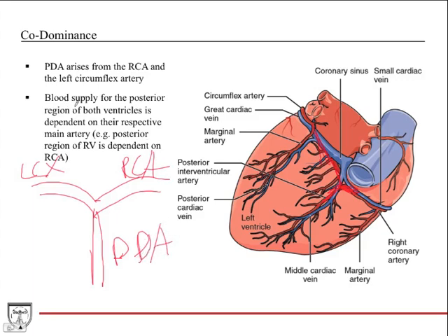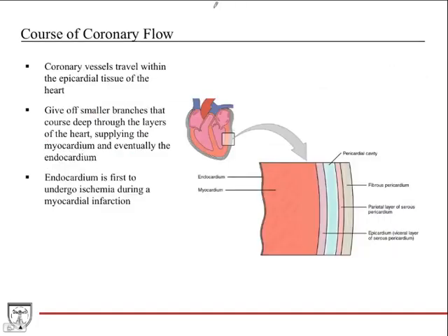And so for these people, the blood supply for the posterior region of both ventricles is dependent on their respective main arteries. So the posterior region of the right ventricle is dependent on the right coronary artery, and then the posterior region of the left ventricle is provided by the left coronary artery. So the course of coronary flow, this is just a good anatomical fact to understand, and actually helps you understand some pathophysiological concepts as well. So we'll talk about it briefly.